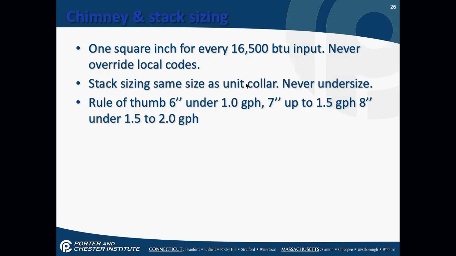Okay, 1 square inch for every 16,500 BTUs of input. For those of you on this call and paying attention, I can promise you that there's going to be some calculations based on this on your final exam. This stuff is important.